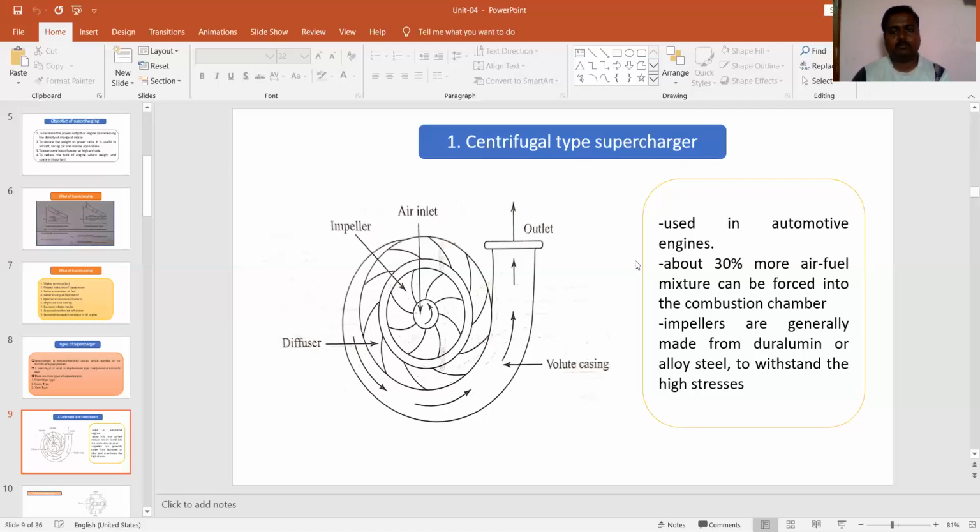This centrifugal type supercharger is generally used in automotive engines. About 30% more air-fuel mixture can be forced into the combustion chamber. Suppose you utilize this supercharger, then the amount of air-fuel mixture supplied to the engine cylinder is increased by 30%. Generally these impellers are made from duralumin or alloy steel to withstand the high stresses. High stresses will be developed over this impeller, therefore it is made from duralumin or alloy steel. This is the first type of supercharger.